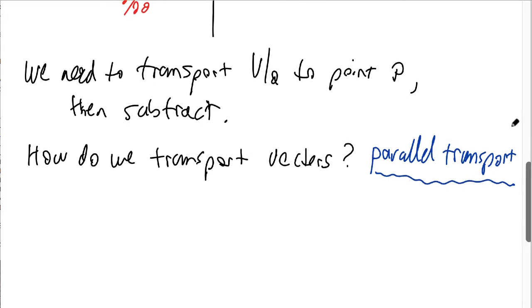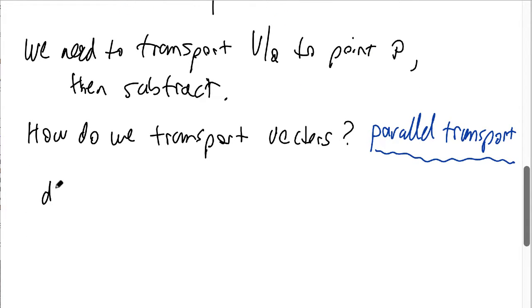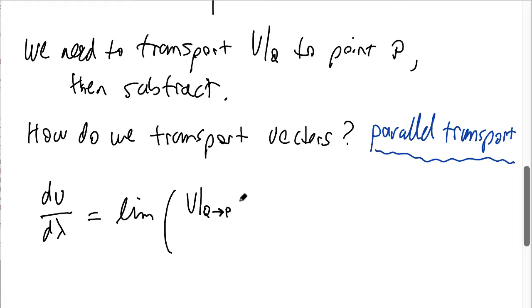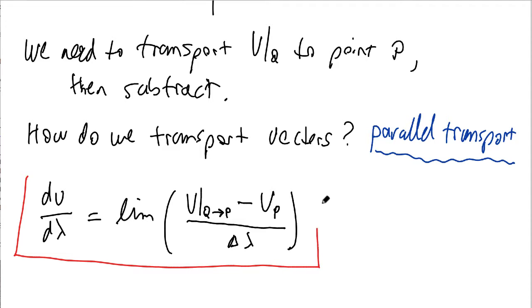So the real definition of the derivative of a vector field at some point P is: d by d lambda is the limit of, take the vector at point Q and parallel transport it to point P, and I'll denote that with a little Q arrow P. So that means the vector Q transported back to the point P. Then we subtract from that the vector that sits at point P, divided by delta lambda. So let's see what this definition tells us.